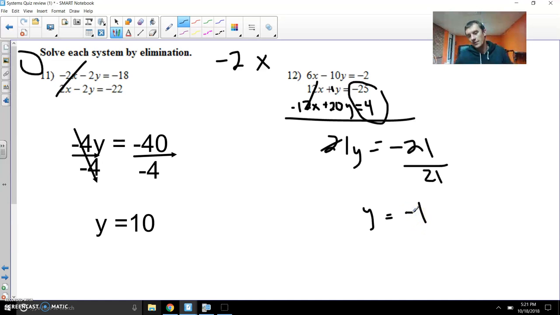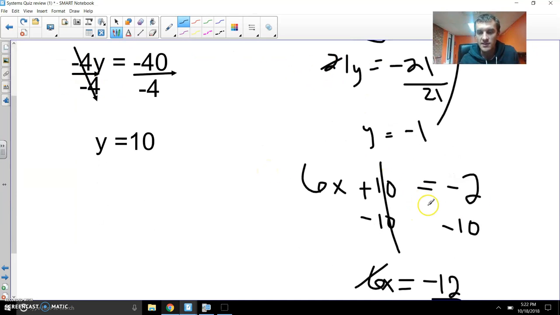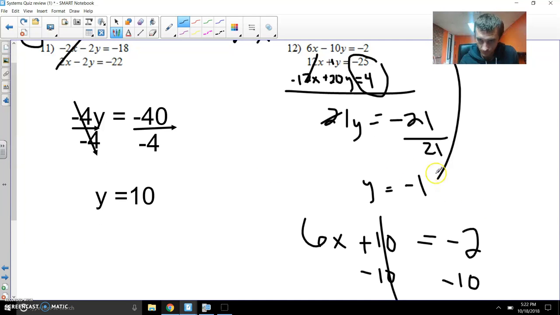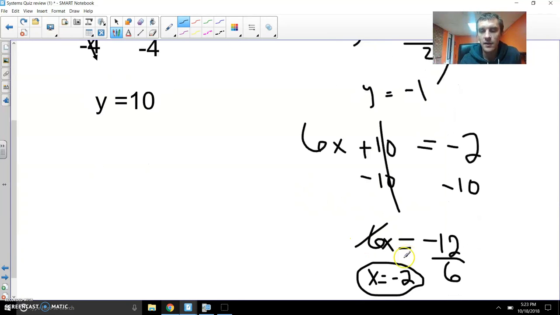So once you figure out that y is -1, you can plug it back in up here and see what you get. So this is multiplication times -10. Basically that gives you 6x plus 10 equals -2. And so I'm plugging it in up here. I now just have x. I subtract 10 to get -12, and then divide by 6 and get -2. And now you have both numbers.